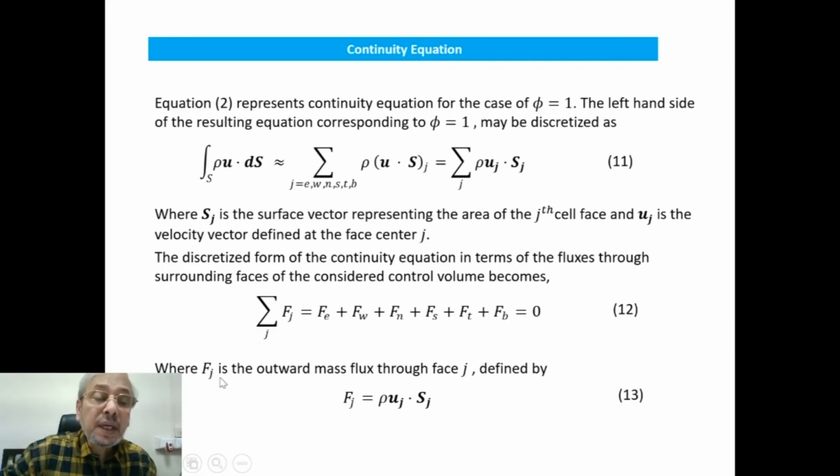Where Fj is the outward mass flux through face J, defined by Fj equal to uj dot Sj. This u is a vector, so it has all the components of the velocity, and Sj is the surface vector representing all the surfaces, each one of the surfaces.